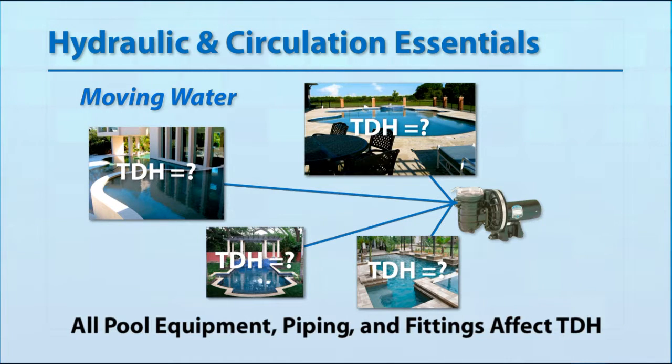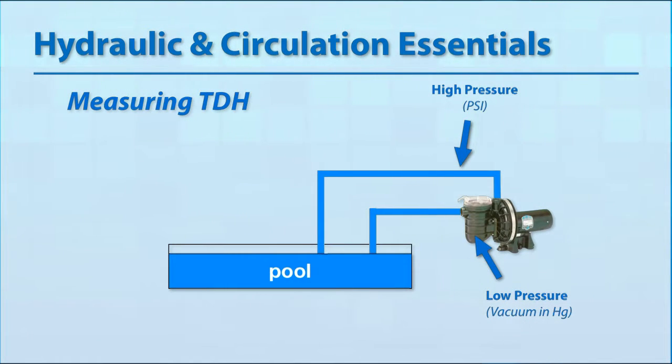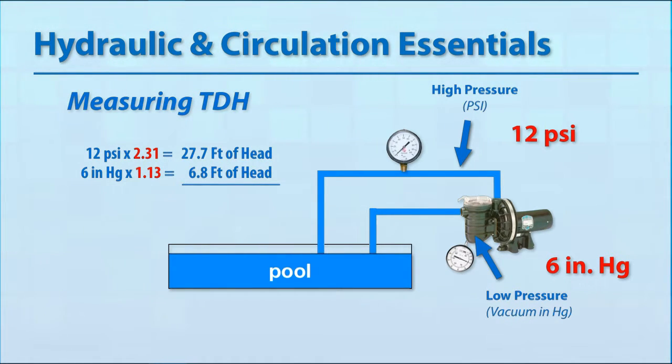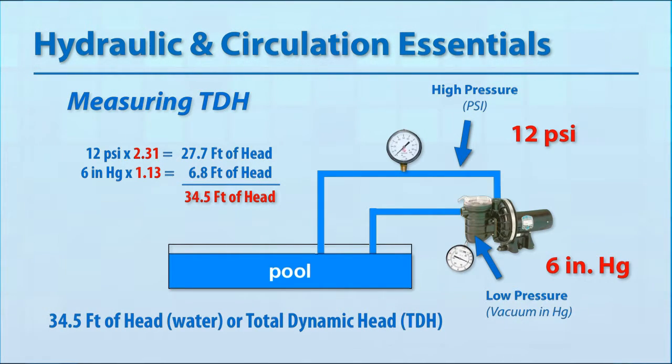How do you measure TDH? Moving back to our pump example, one typically measures the suction side of the pump with a vacuum gauge in inches of mercury. The pressure side is measured with a pressure gauge in pounds per square inch, or PSI. These two measurements capture what is going on for the entire system. Unfortunately, we have to convert these two measurements to feet of water or feet of head to know TDH. If, for example, we read 6 inches of mercury on the system's suction side and 12 psi on the pressure side, we can convert these to feet of water by multiplying the pressure by 2.31 and the vacuum by 1.13. These are added together and result in a system TDH of 34.5 feet of head.